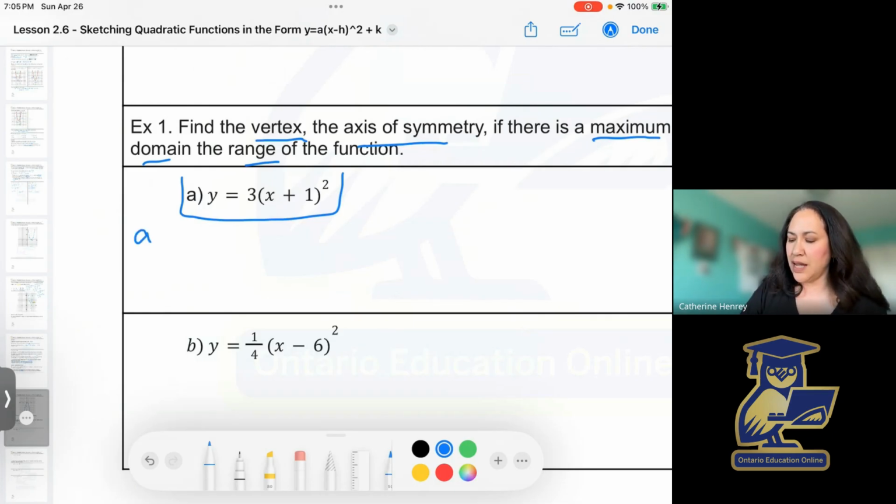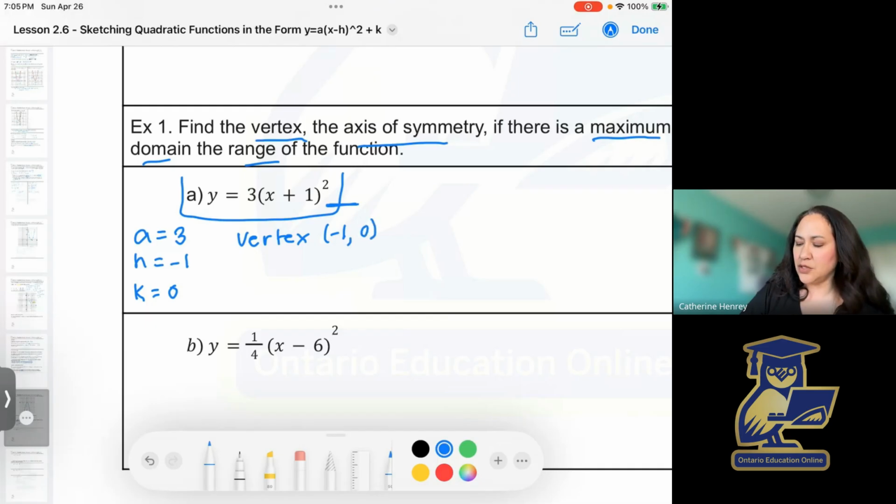In this function, we have an A that is equal to 3. We have an H inside the brackets that's equal to -1. Remember, it's always opposite what's inside the bracket. And we don't seem to have anything out here outside the bracket, so our K here is 0. So our vertex would then be (-1, 0). The axis of symmetry is equal to the x component of my vertex, so that is x equals -1.